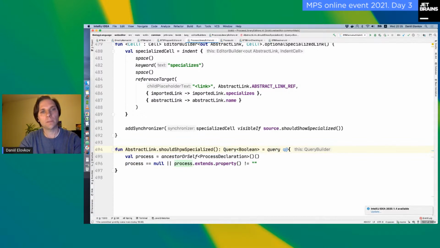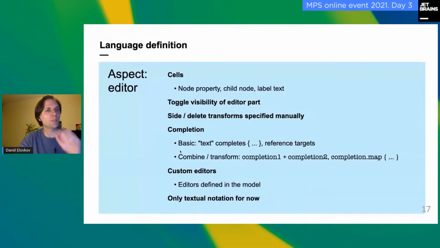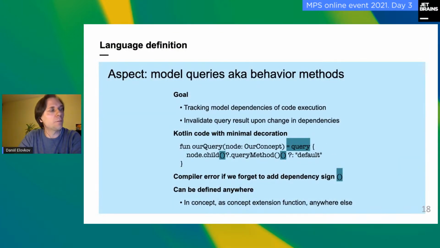So there's something going on here, which brings me to the next thing, which is queries or model queries. They are somewhat parallel to behavior methods in MPS, but the main concept, the goal behind them, is to track model dependencies of executing this Kotlin function. So what parts of the model were read during execution, so that when something among those dependencies is changed, we know that the result of the function may no longer be valid, it's out of date, and we have to do something about it.